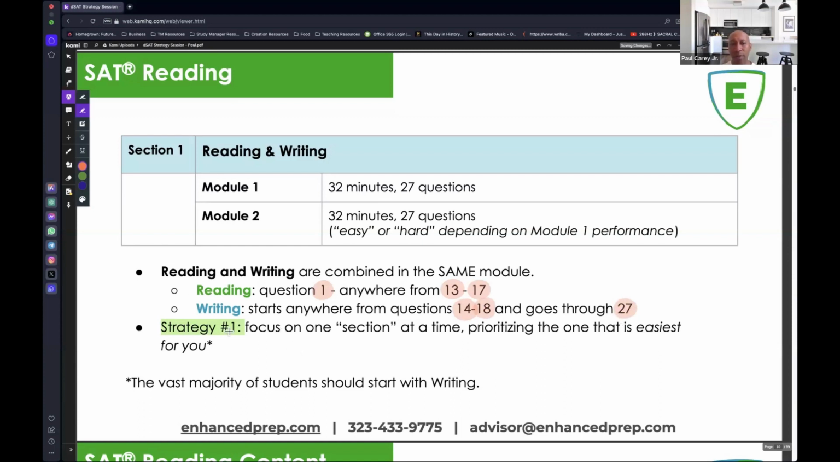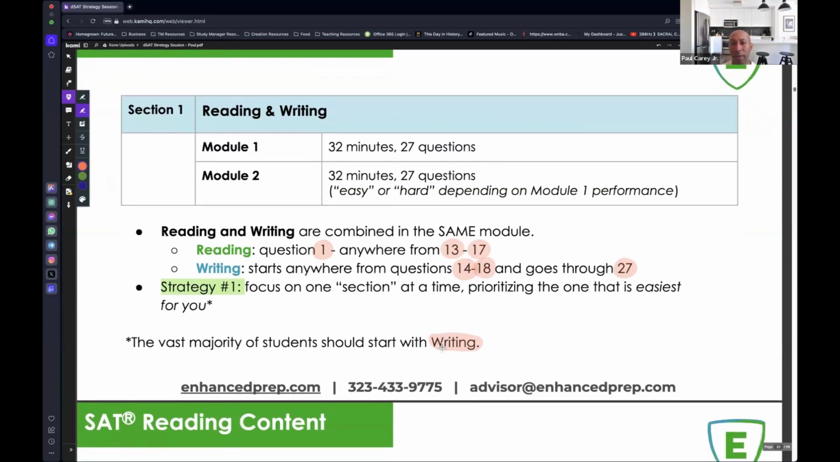Why is this important? One of the things that we tell students is that you want to focus on one section at a time, and prioritize the one that's the easiest for you. The vast majority of students should start with the writing because this is going to be the easiest one. Remember that you're going to get the same amount of points for a hard question as well as an easy question. And the writing is typically a little bit easier than the reading, a lot quicker with some of those different problems. So you want to go towards that section first, work those problems, and then come back to the reading.